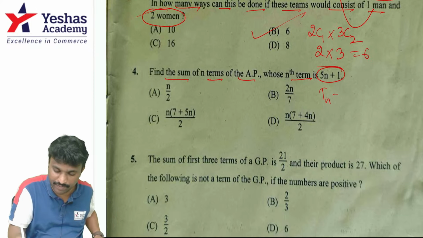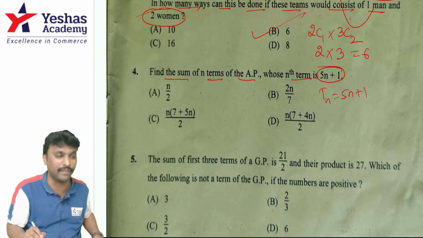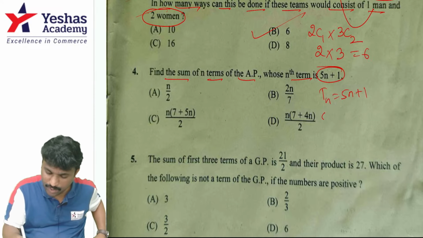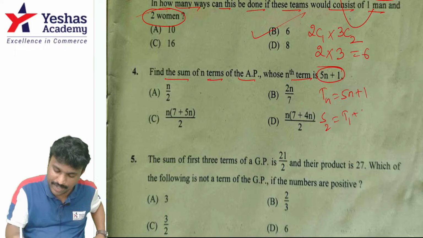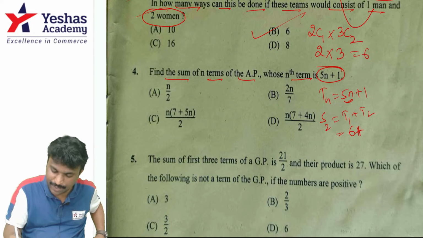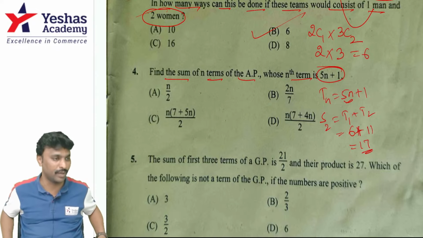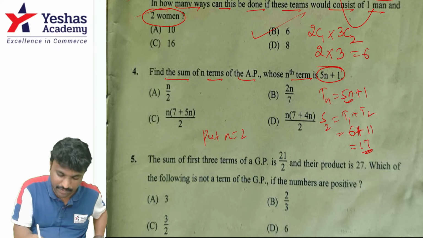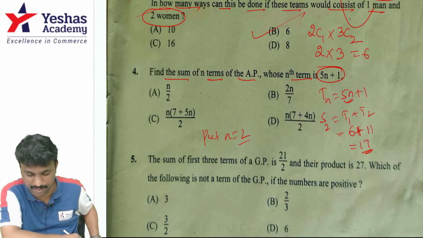Find the sum of n terms of an AP whose nth term is 5n plus 1. A similar question we solved yesterday also. So Tn is given. Whenever Tn is given and Sn is asked, don't find Sn, find S2. What is S2? T1 plus T2. What is T1? 5 ones are 5 plus 1 is 6. What is T2? 5 twos are 10, 10 plus 1 is 11. So S2 is 17. You understood? Put n equal to 2 in the options. Whichever option gives you 17, that's the right answer.